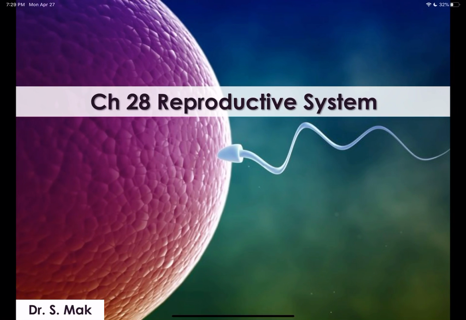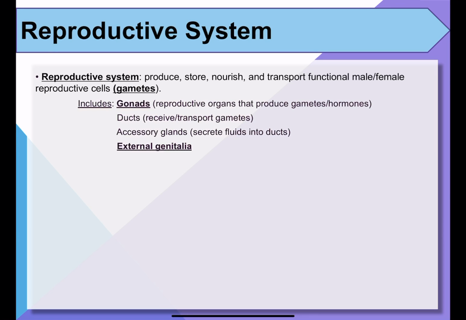Hi everyone! For chapter 28, we will go through the anatomy of the reproductive system as well as the process in which gametes are formed. Now, the main function of the reproductive system, as we all know it, is to produce, store, nourish, and transport functional male and female reproductive cells called gametes.